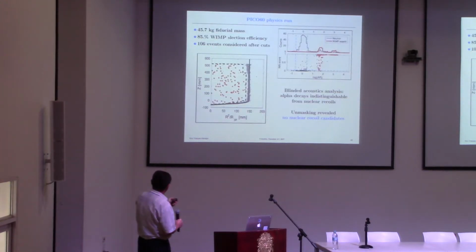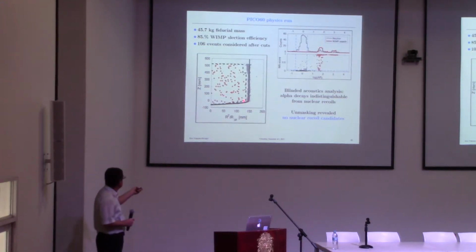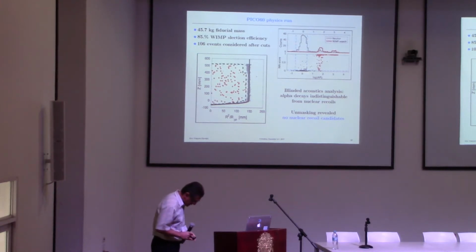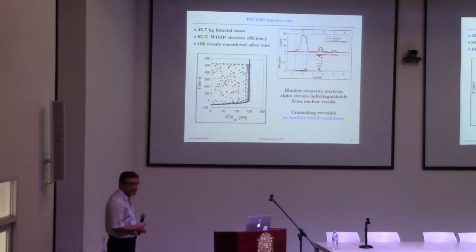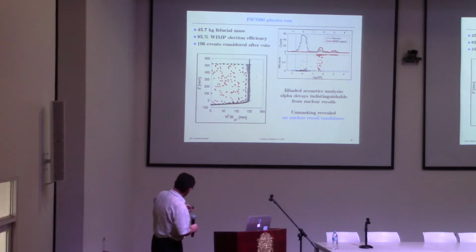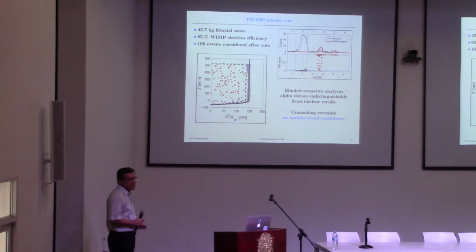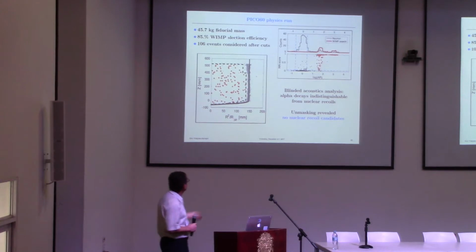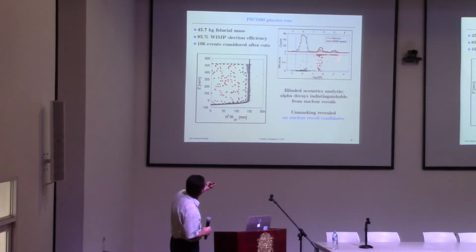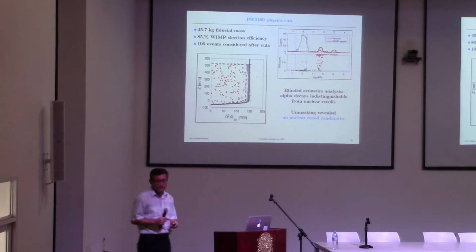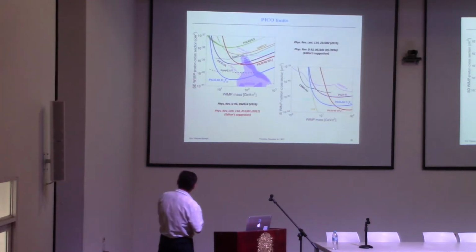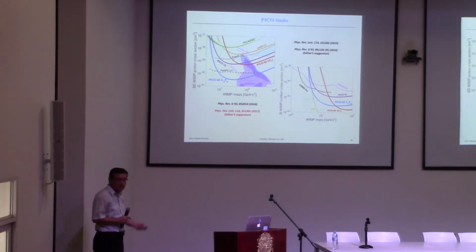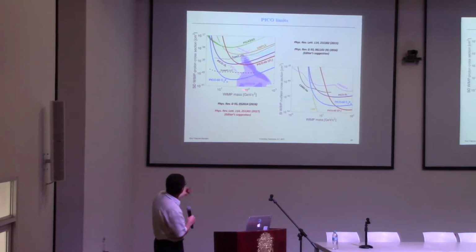This is the result before we unmasked, before we opened the acoustic parameter signal. We had 106 events. Once we opened our window, we found no nuclear recoil candidates. This is the acoustic parameter with the alphas, and all of them were consistent with alphas. And we placed limits, lowering our limits by a factor of 17.